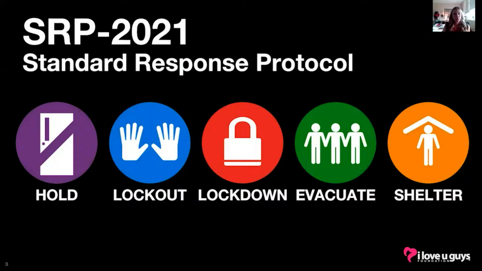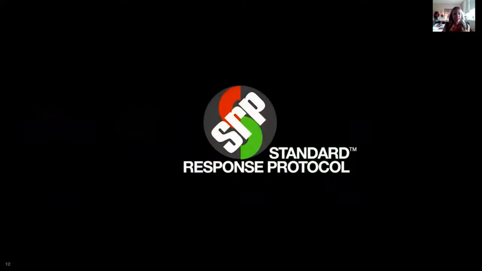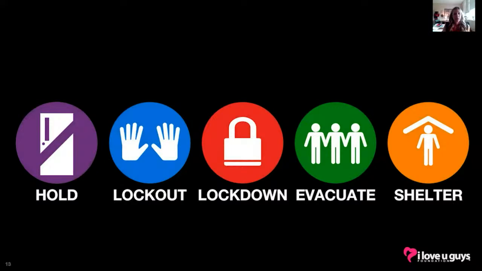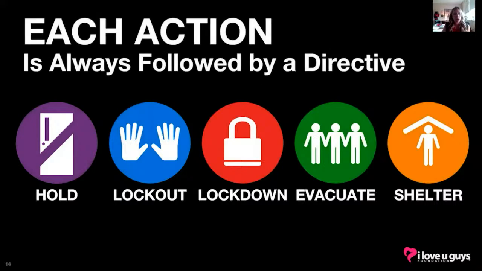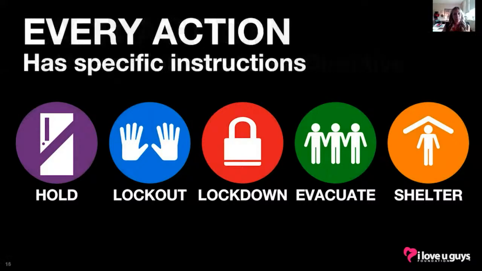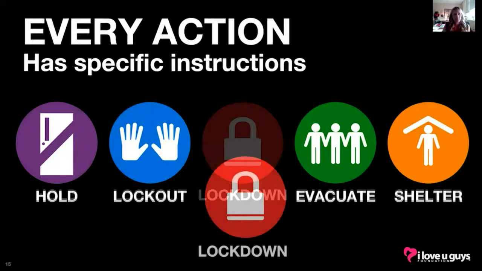and what we do in the event of an incident or emergency. Again, it's called Standard Response Protocol. The 5 actions are hold, lockout, lockdown, evacuate, and shelter. And each action is always followed by a directive. Every action has specific instructions of what to do in the event of an actual emergency.